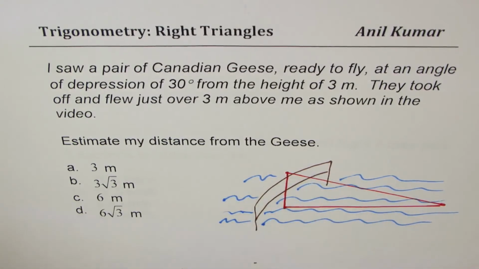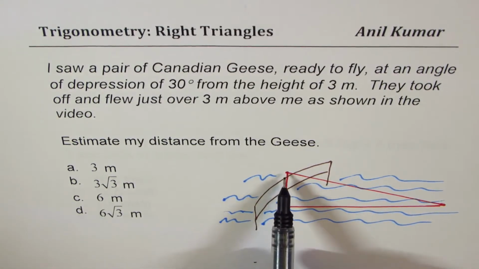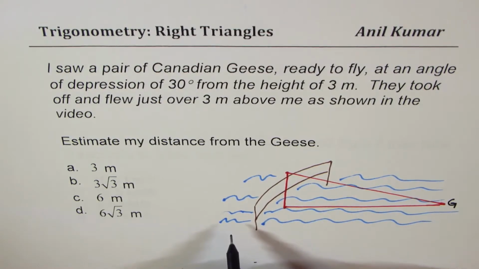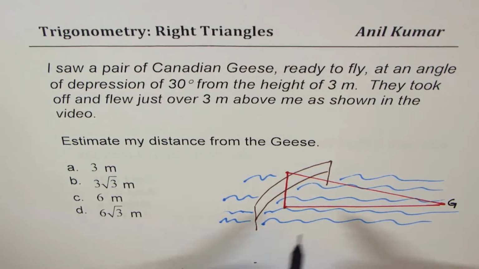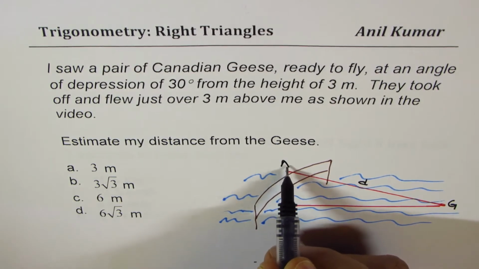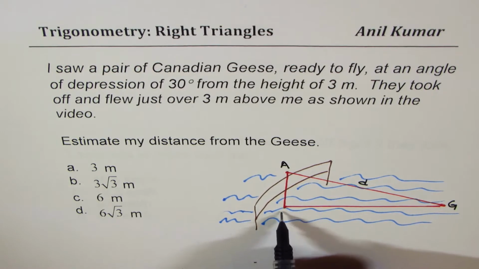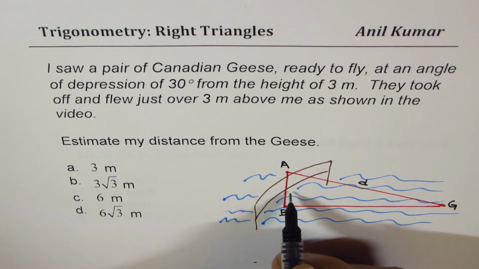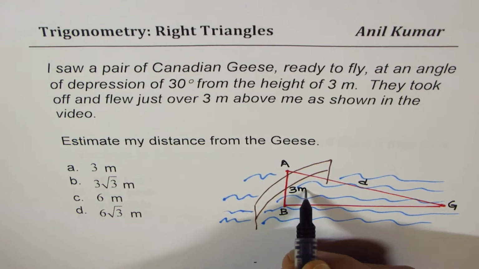So that's the bridge shown in brown color. Here I am, and that's the position of the geese, right? Now you need to find the shortest distance, that means this distance D from me. I'm on the A here, and this point B above the water is 3 meters from me. So this height is 3 meters.